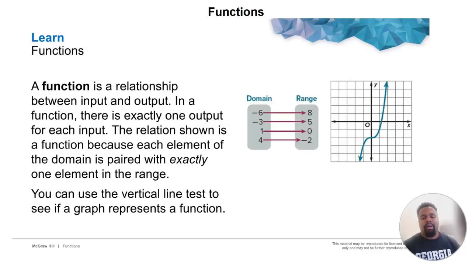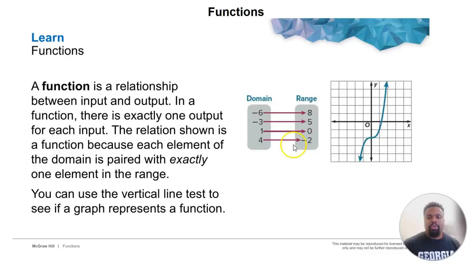And there's a couple ways to look at that. When you're looking at a mapping, or a table, or ordered pairs, you want to make sure that your input, which is your x value, doesn't occur more than once within your relation. If it occurs more than once, then it's not a function. But if it only occurs once within your relation, then it is a function.